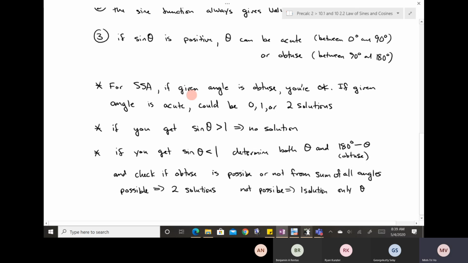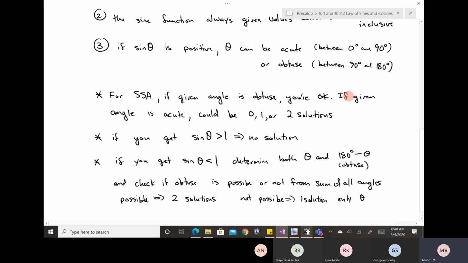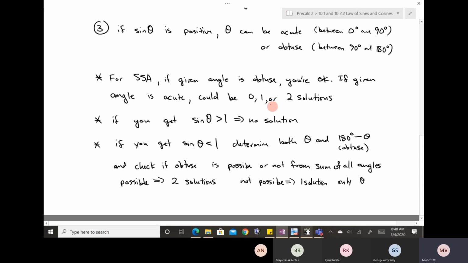So from this, what you want to remember is that for an SSA triangle, if the given angle is obtuse, then you're okay. You can just solve it exactly as we've done previously. But if the given angle is acute, that's the situation where there could be 0, 1, or 2 solutions. The case where there's no solution is when you get a sine value that's bigger than 1. That's impossible, so there's no solution.